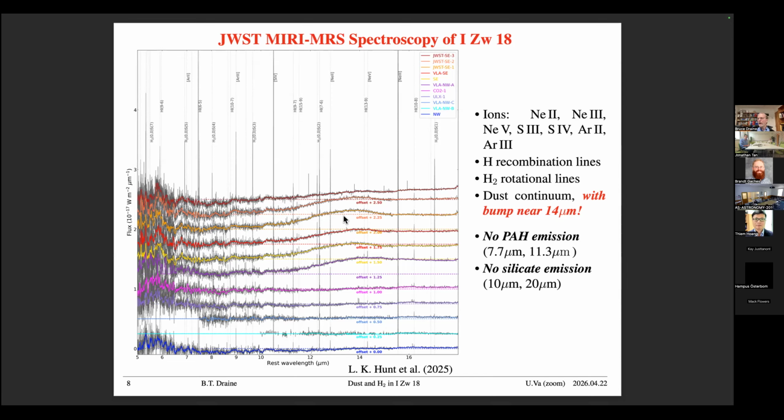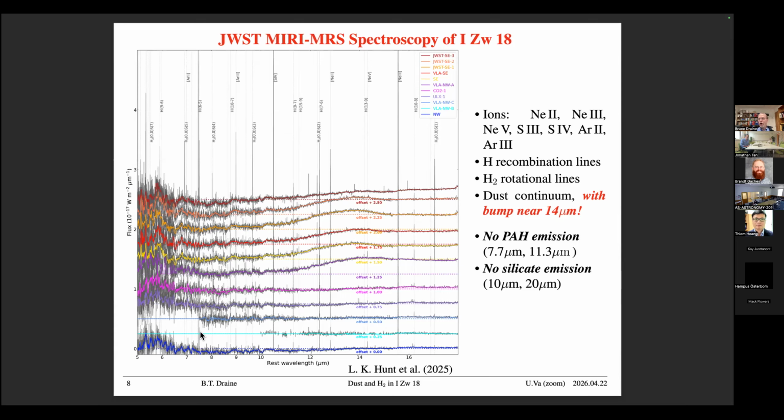So we're going to look primarily at those spectra that have a strong emission, and all the ones with strong emission not only have a continuum, but they have a continuum that seems to have a feature in it. So there's a feature in excess here that looks like it's peaking at about 14 microns.